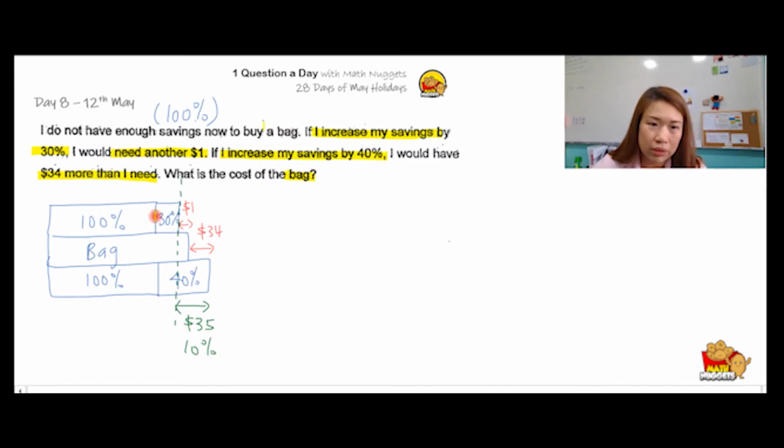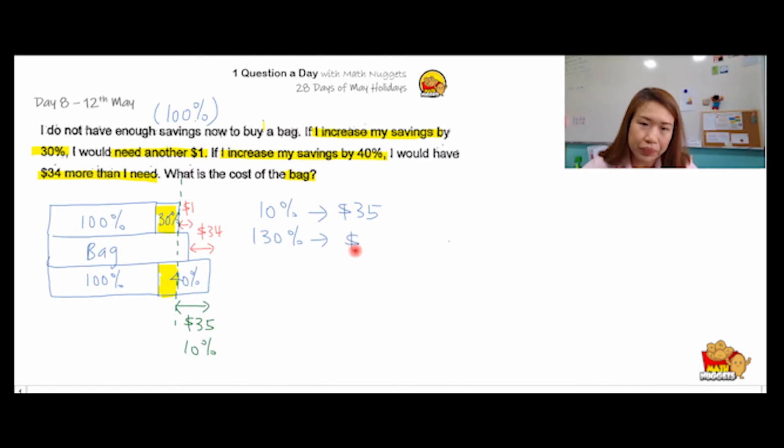So it's still not very clear. You see, if this is 30%, this will be 30%, which means the rest of it will be 10%. All right. So we're able to know that 10% is $35. So in order to find the cost of the bag, we can find 130%, which is 35 times 13, which is $455. And the bag would be 455 plus another $1, which is 456. That will be the cost of the bag.